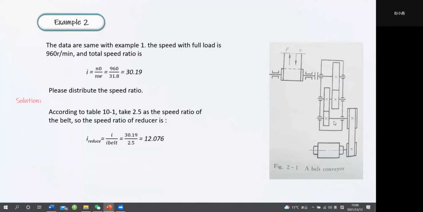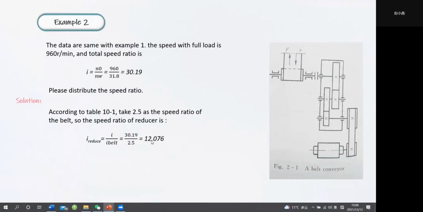The speed ratio of the reducer is the total speed ratio divided by the speed ratio of the belt. The total speed ratio from motor to roller is achieved by the belt and the gears. We select the speed ratio of the belt as 2.5, and then we calculate the speed ratio of the reducer. It's the total speed ratio divided by the speed ratio of the belt. This is the total speed ratio, and this is the speed ratio of the belt.